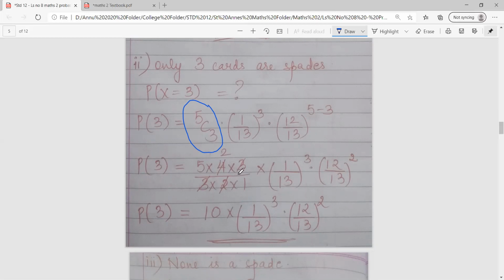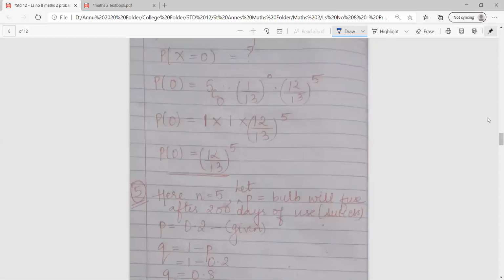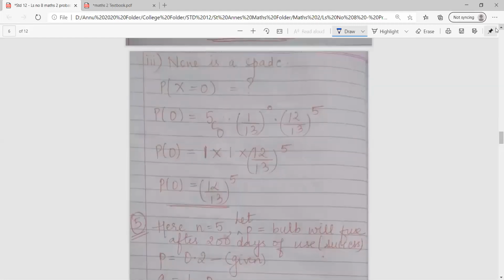So 5 into 4 into 3 upon 3 into 2 into 1. 1/13 the whole cube, 12/13 the whole square, no need to open big numbers. So the next answer which you get is P of 3 is 10 into 1/13 the whole cube into 12/13 the whole square. Coming to the third part, none is a spade.